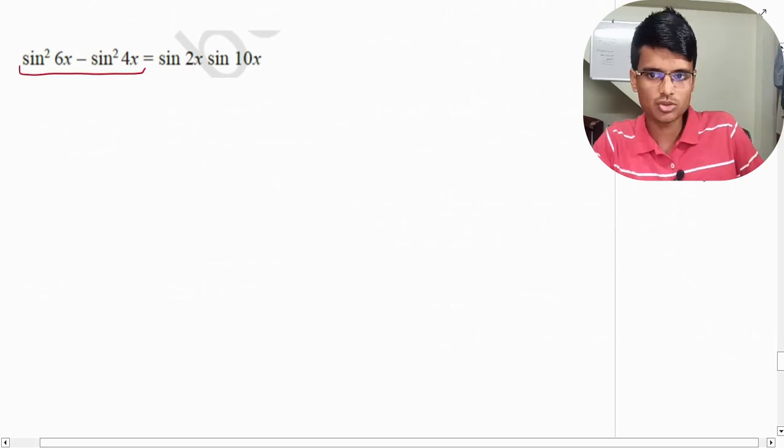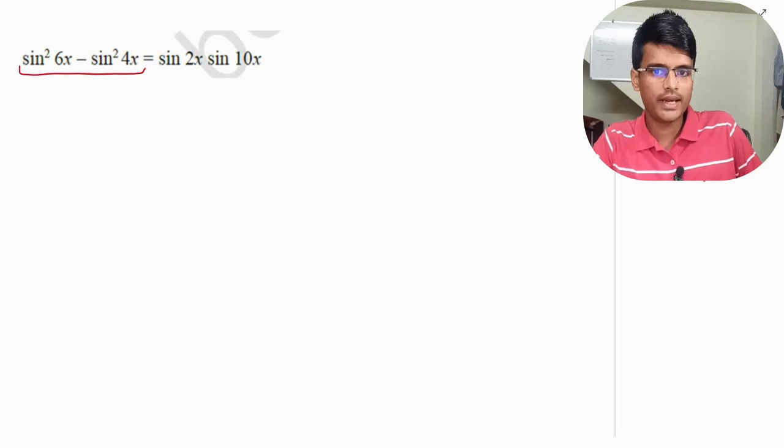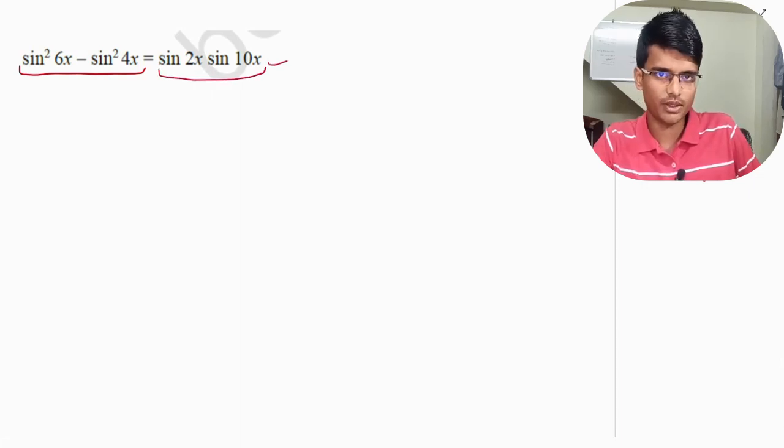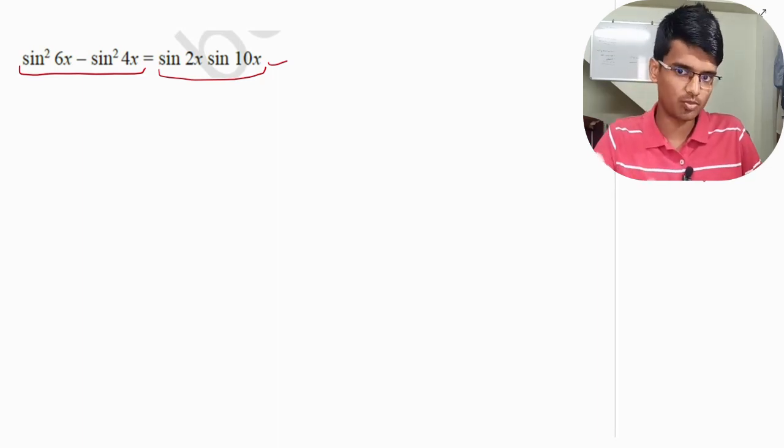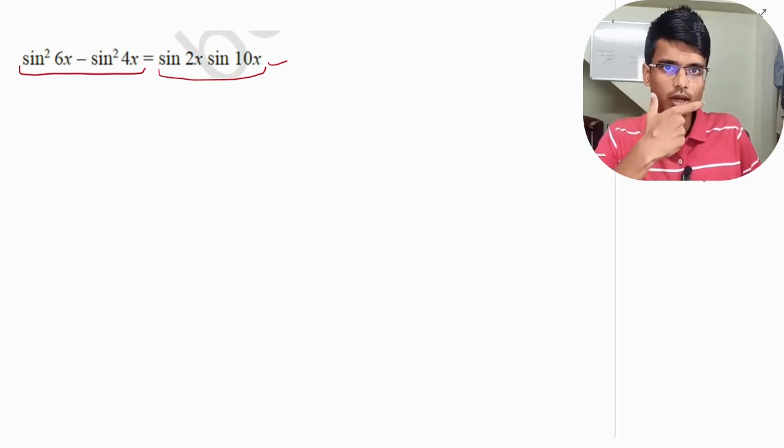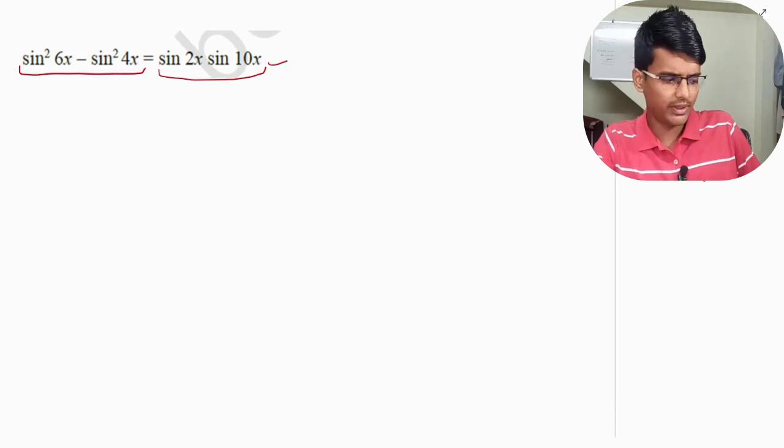So sin²6x minus sin²4x, and we have to write it in terms of sin 2x sin 10x. How to approach this kind of question is more important. What thought process do you need to have? In the RHS I have sin 2x sin 10x. How can I get this?